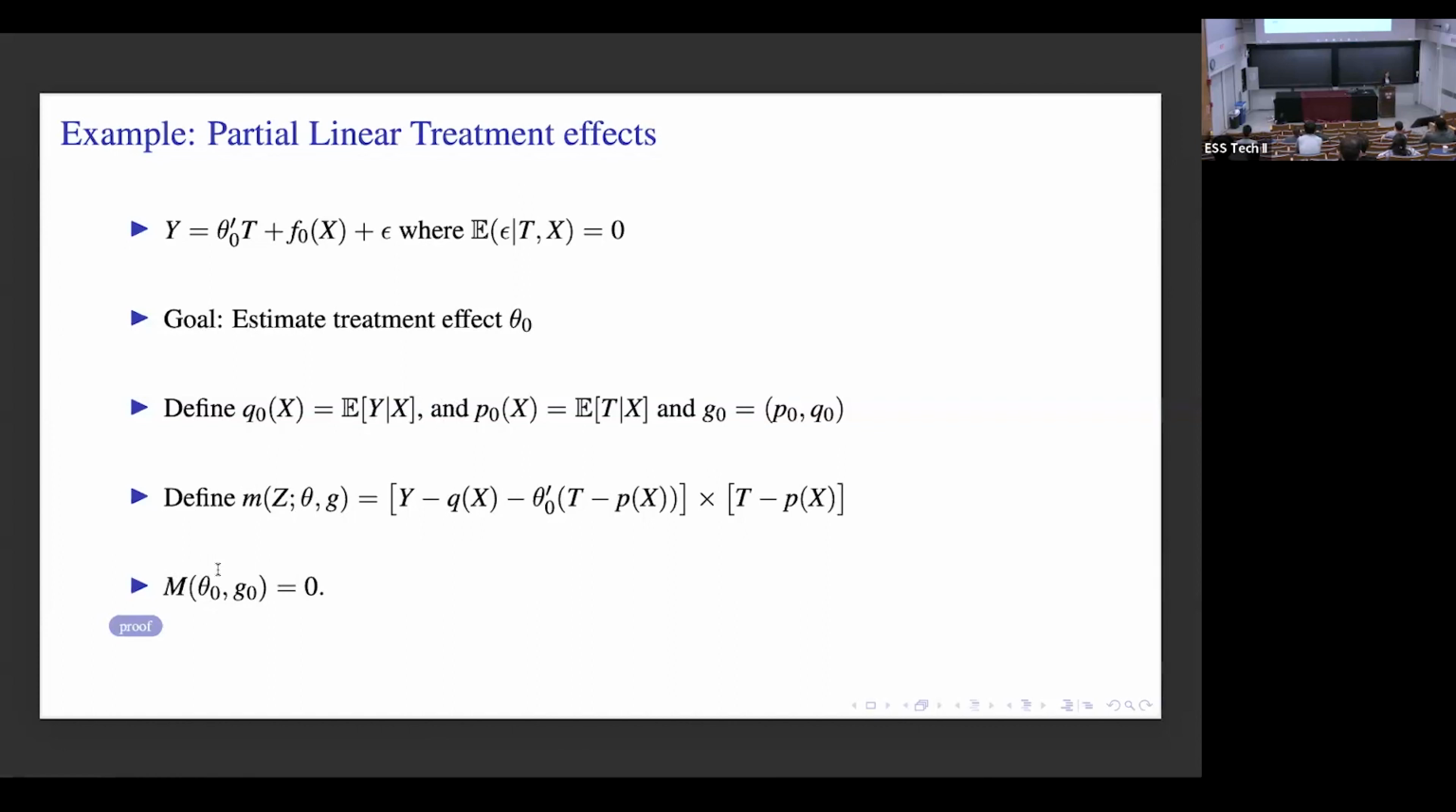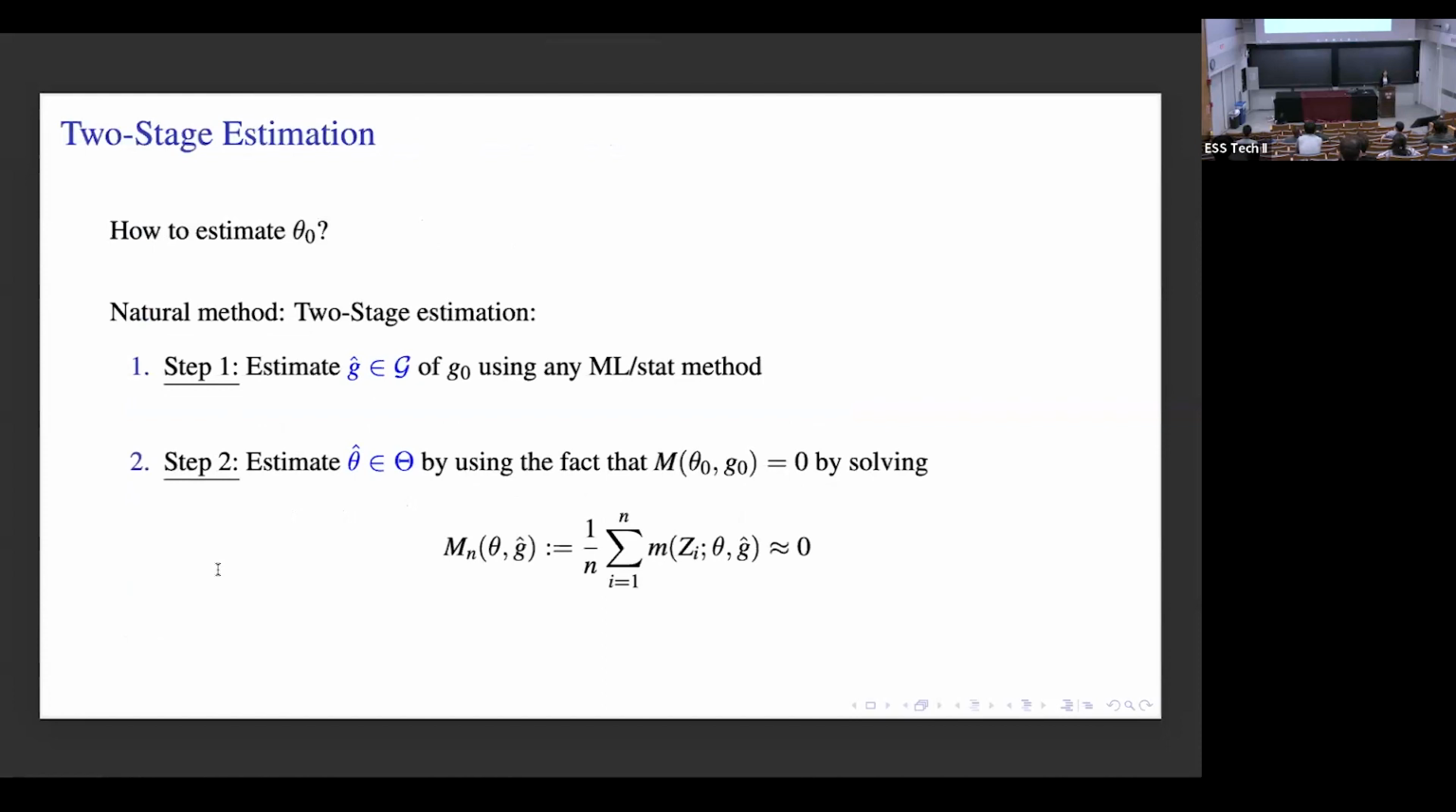And so you can see this too through the lens of the generalized method of moments. Now that hopefully I've motivated you that this is an important problem to study, how would you estimate theta 0? Well, the most natural way to estimate theta 0 is to do the following. You first choose your favorite statistical or machine learning method, and you use it to estimate your nuisance parameter. And then once you have estimated your nuisance parameter, you plug it into the moment function here. And you propose as an estimator for your target parameter the solution to this empirical equation.